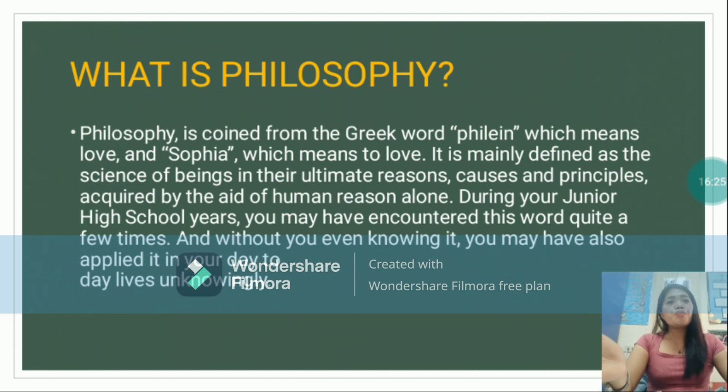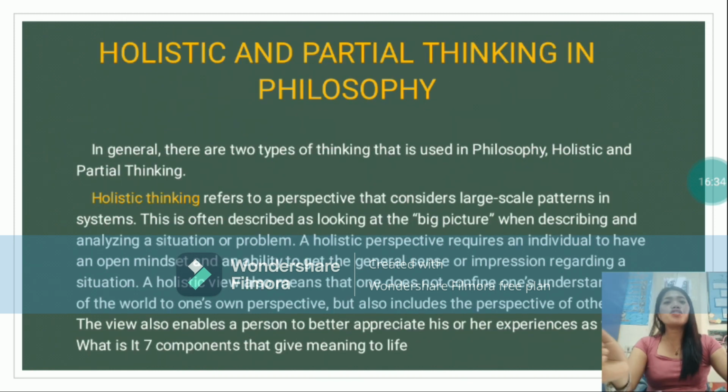Now we will proceed to the two kinds of thinking in philosophy: holistic and partial thinking. In general, there are two types of thinking used in philosophy. Now, what do you mean by holistic thinking? Holistic thinking refers to a perspective that considers large-scale patterns in systems. This is often described as looking at the big picture when describing and analyzing a situation or problem.